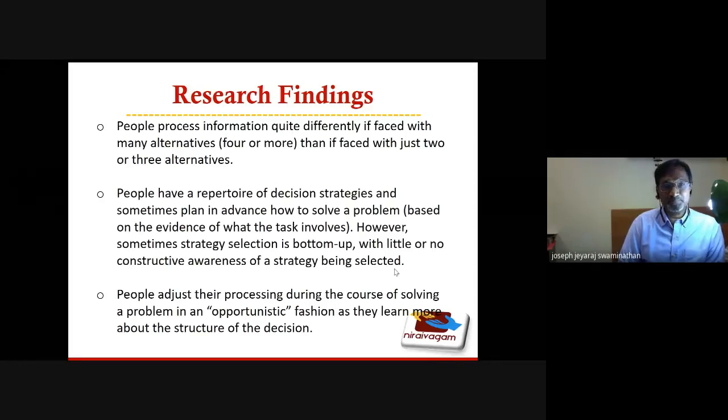When you have only few things, one or two alternatives to choose from, your decision is quite different from if you have 4 or 5 alternatives. Say, for example, you have only 2 parties to vote for. It's very easy. But if you have 10 or 15 parties, out of which you have to choose one, that's going to be very difficult, isn't it? Your whole process is going to change. So people process information quite differently if faced with many alternatives or just 2 or 3 alternatives. That's the first research finding.